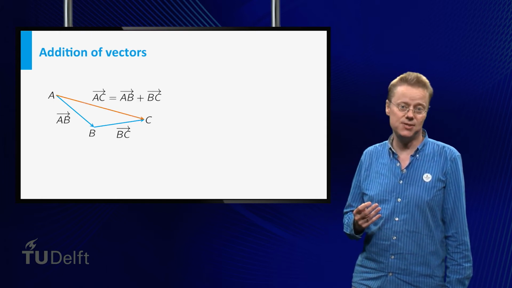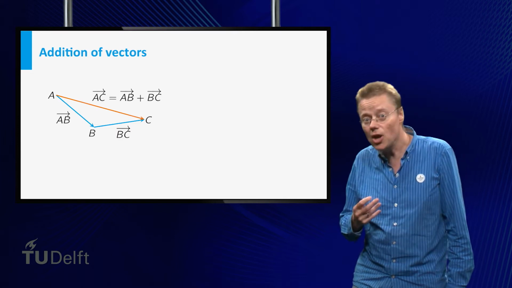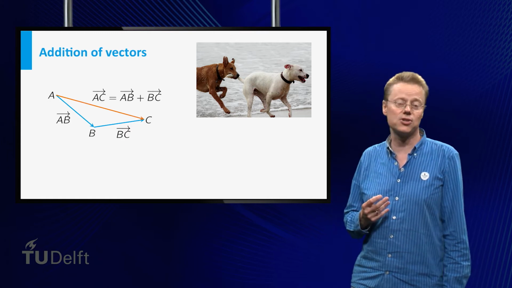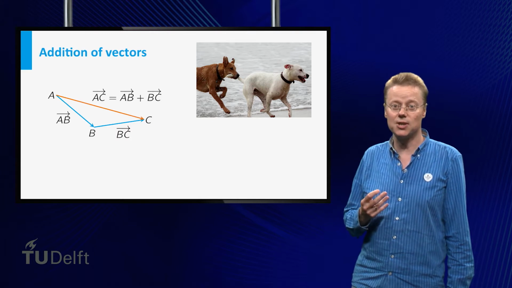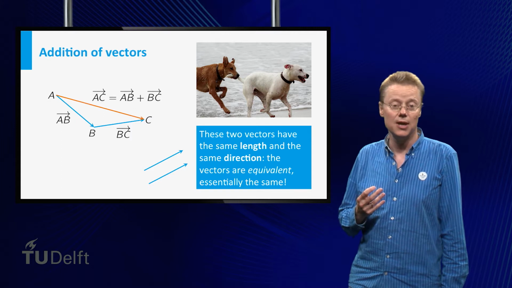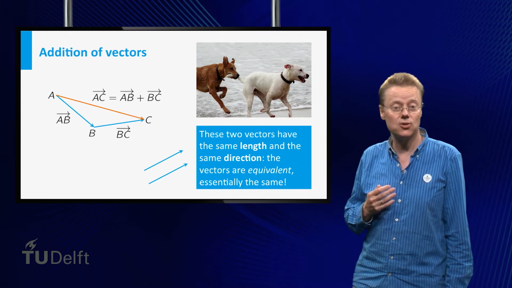This gives you AC. Now, what to do if the two vectors are not nicely attached, in the sense that the head and the tail of the two vectors are not connected? Well, then it is important to realize that for vectors only length and direction are important. In that sense, the two vectors given here are actually equivalent.